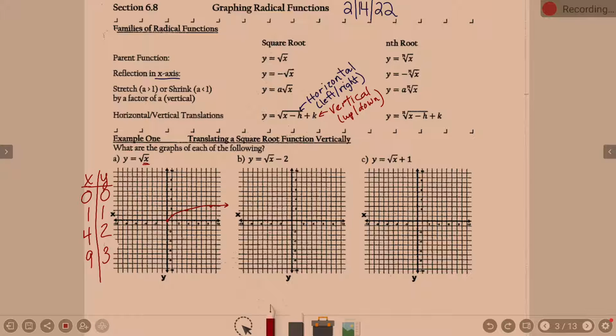Now, here's what I'm going to tell you. Memorize this shape. I would even recommend being very familiar with, or memorizing, these ordered pairs. Different people do this different ways, but this is based on how I teach. Okay, what are your thoughts on B? y equals square root of x minus 2.